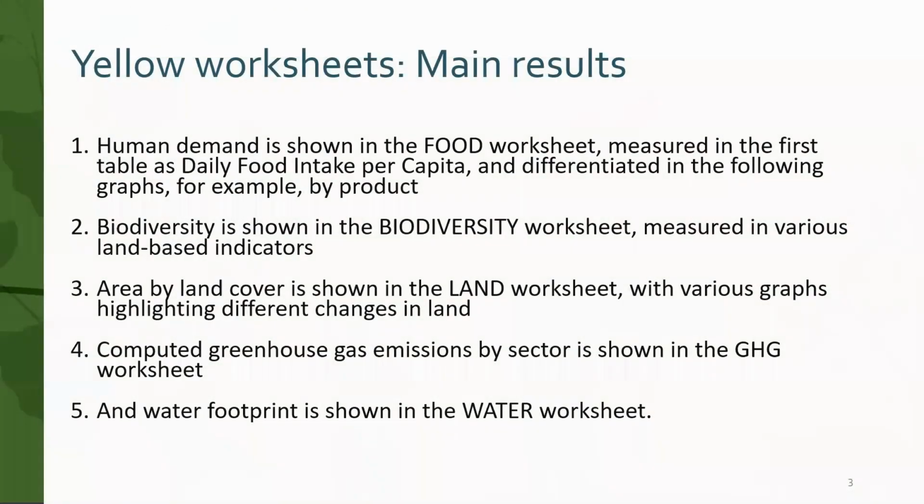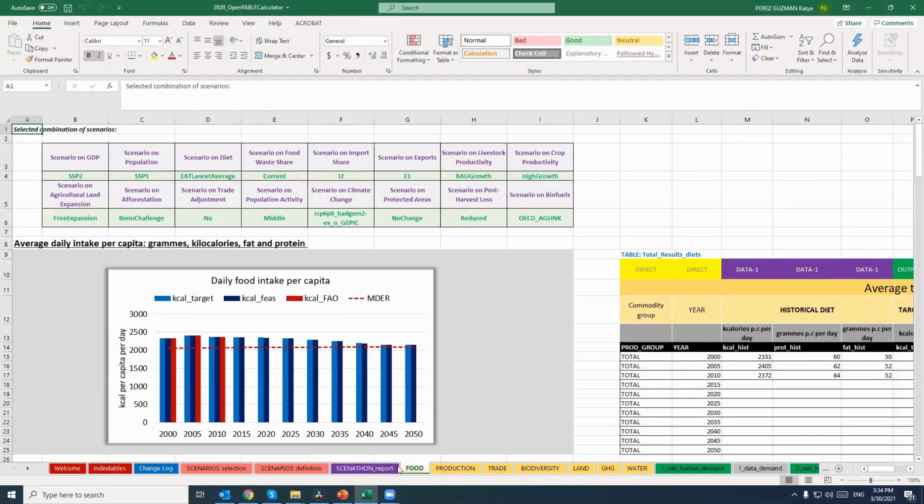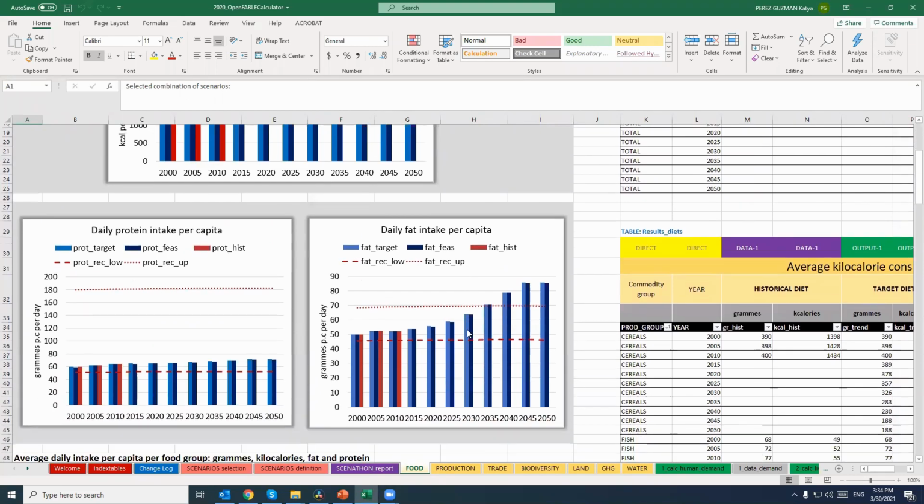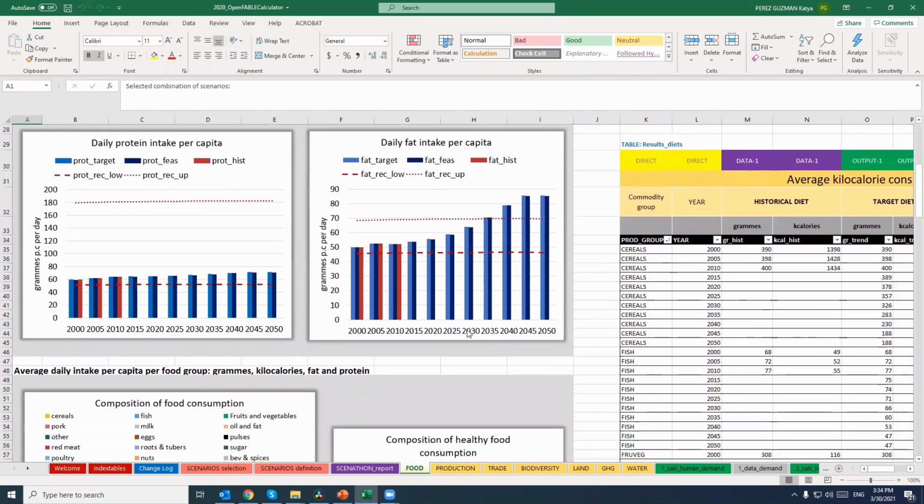Let us continue. For this, it is important to revise which results are calculated in the FABLE model. As you can see in the yellow worksheets, the main results are shown in the calculator as follows. Human demand is shown in the food worksheet, measured in the first table as daily food intake per capita, and differentiated in the following graphs, for example, by product.